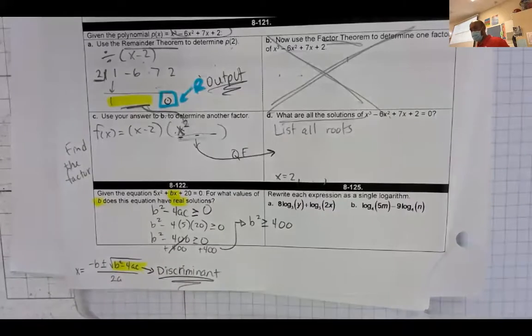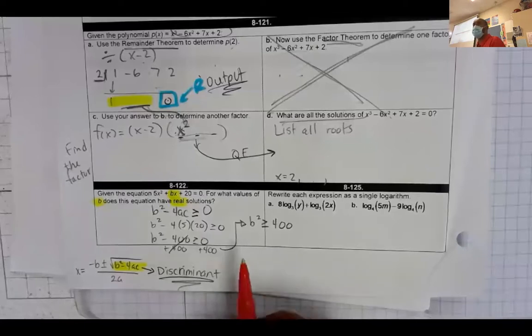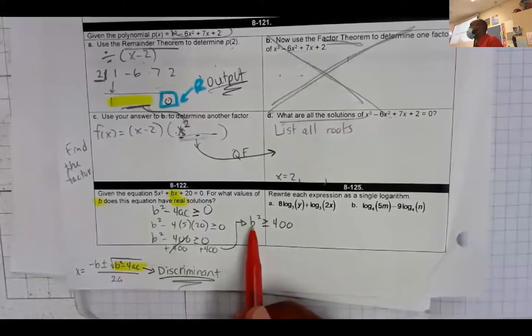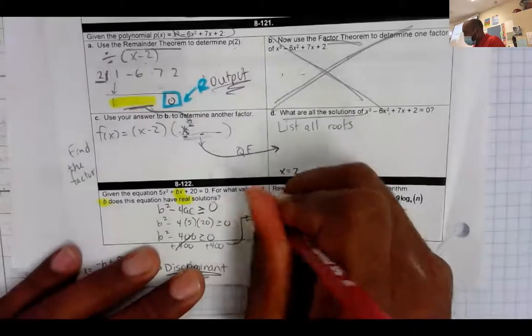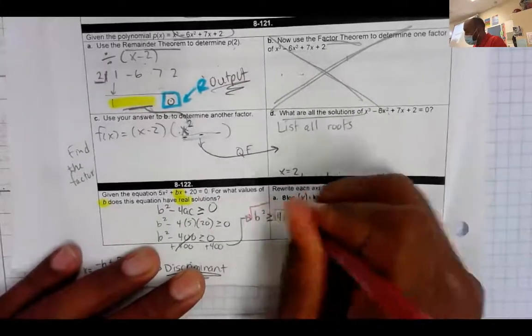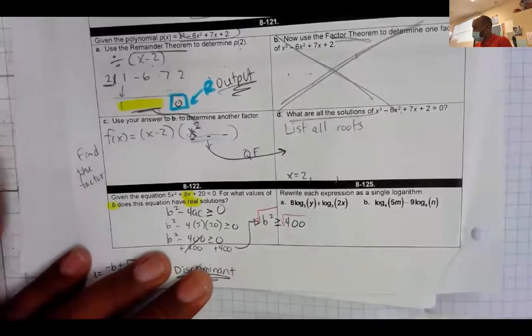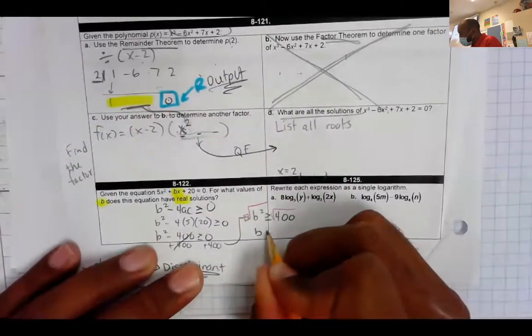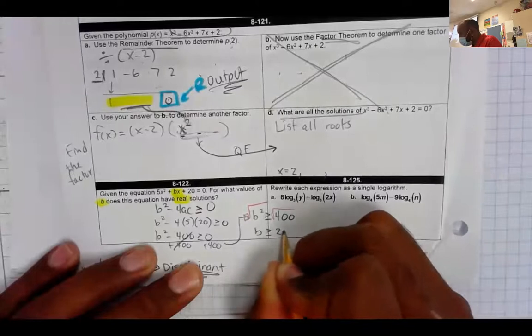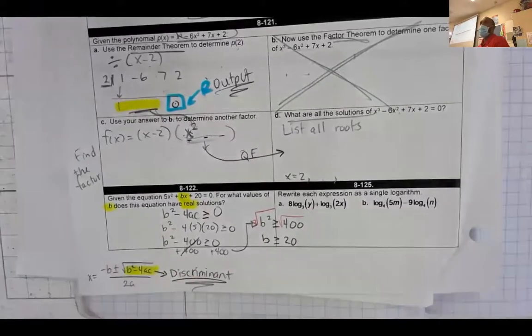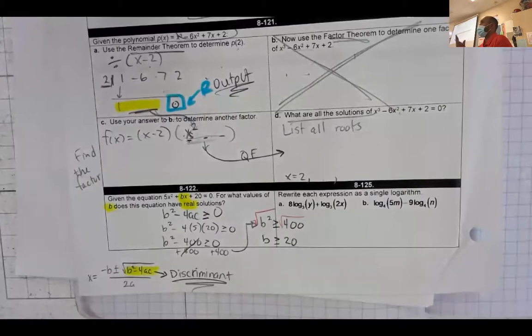How do I solve square roots? What will be the next step? Or sorry, not square roots, squares. How do we solve b squared? Square root. You've got to do the opposite, the inverse. So I square root both sides. I get b here, and 20 here. Now, if you guys remember, when you square root, you end up with how many solutions? 2.